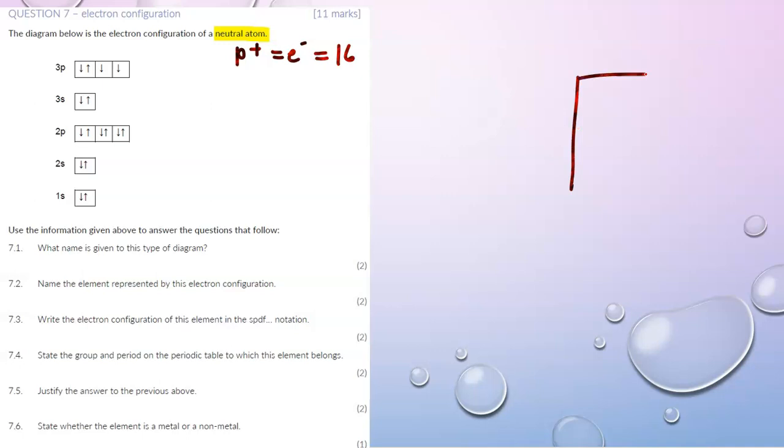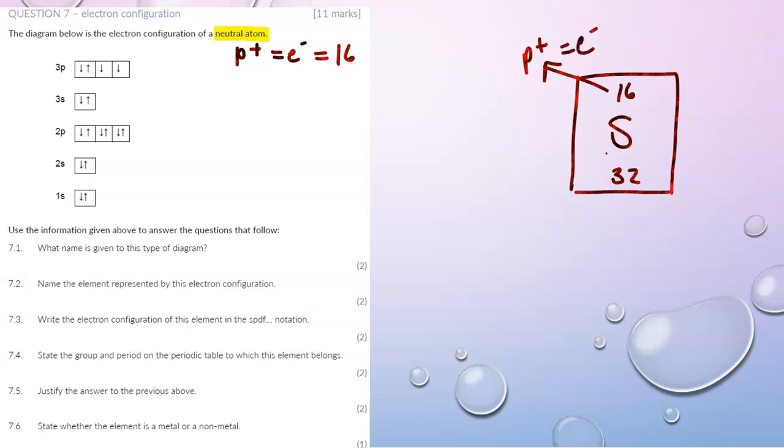So let's just quickly draw sulfur. 16 is our number of protons, and because it's neutral, it is also our number of electrons. And then 32 is our molar mass. That is something that we use with the calculations that we're doing in another video. All right, let's look at the questions. What name is given to this type of diagram? So this is our electron configuration diagram. Name the element represented by this electron configuration. So that would be sulfur.